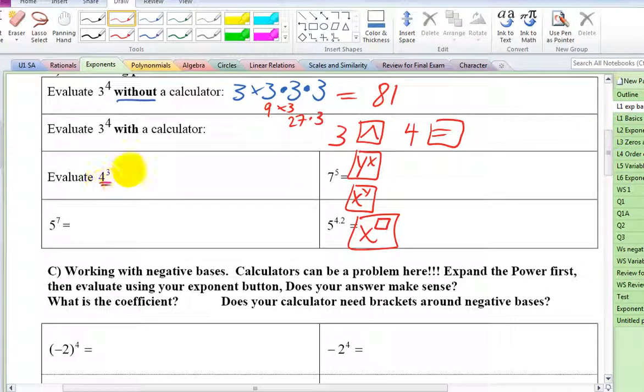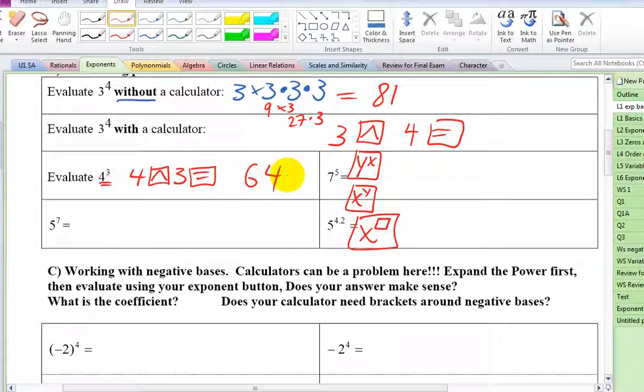Evaluate 4 cubed, 4 exponent 3. Do it on your calculator. Be quiet. I didn't say call out. What's the value of 4 cubed? Try it. Jason. 64. Yes.